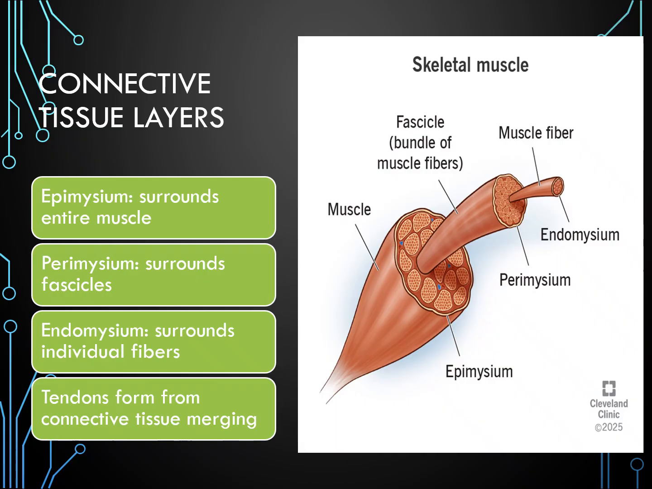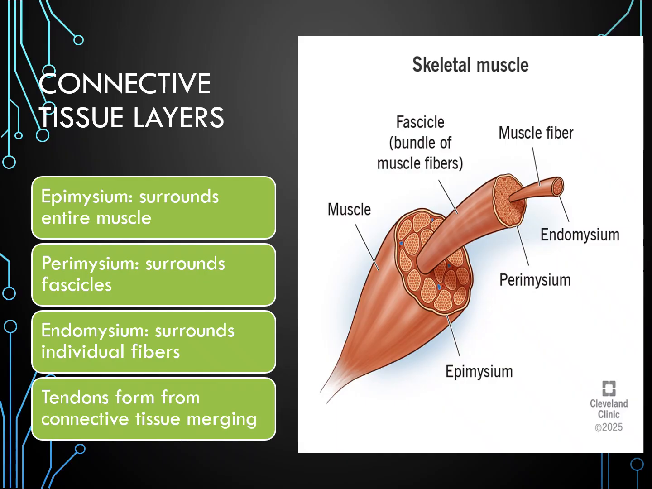The epimysium surrounds the entire muscle. It's a dense, tough connective tissue layer that protects the muscle as a whole. The perimysium wraps around each fascicle, or bundle of muscle fibers. This layer carries blood vessels and nerves, ensuring each fascicle gets the nutrients and signals it needs. The endomysium encases individual muscle fibers. It's a thin, delicate layer that contains capillaries and nerve endings, supporting the exchange of oxygen and nutrients directly at the cellular level.